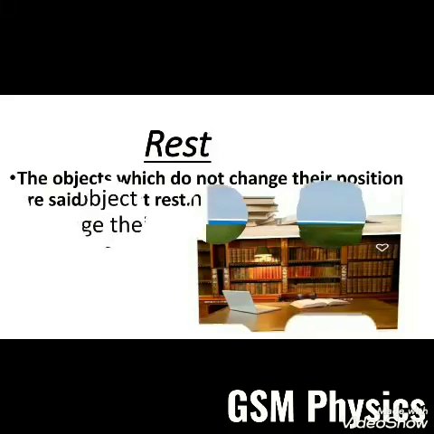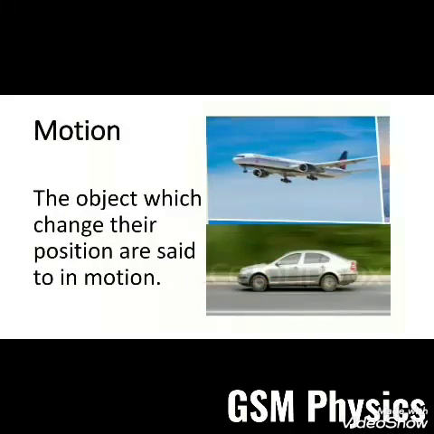Now, motion. The objects which change their position are said to be in motion. Look at this picture. The aeroplane flies in the air and the car moves on the road. Both of the vehicles change their position. Therefore, there is a change in their position. Therefore, it is an example of motion.